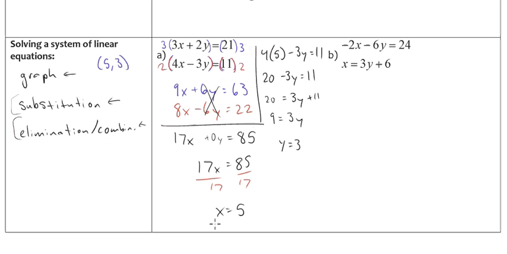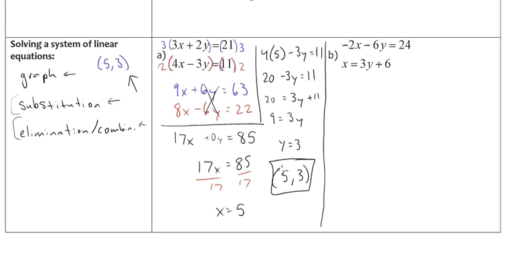Make sure that you write your solution together, so x comma y, so 5 comma 3, and look at that. That's exactly what we thought our answer should be in the first place. So we solved that one both with graphing and by using elimination or combination. So 5 comma 3. The next one's going to be substitution, and it's set up very well for substitution because we already have a variable that's solved for.